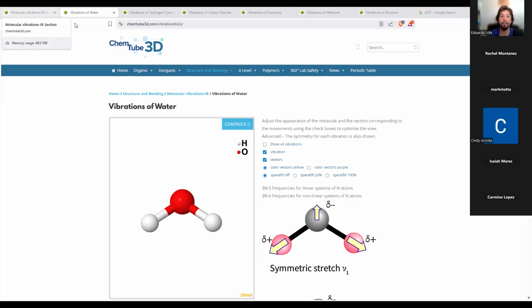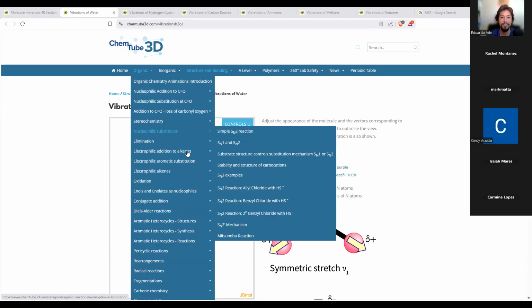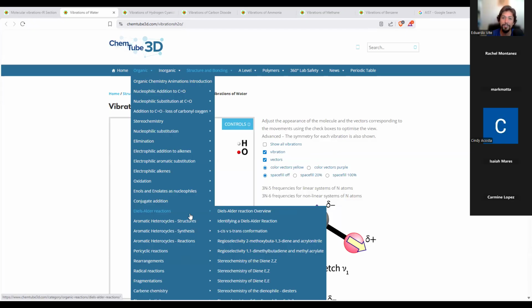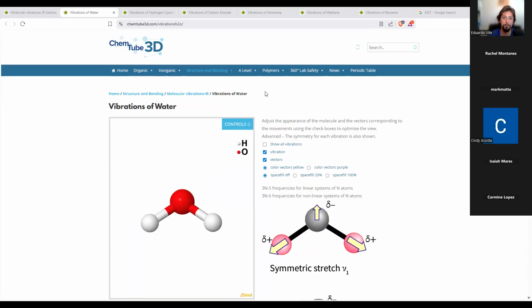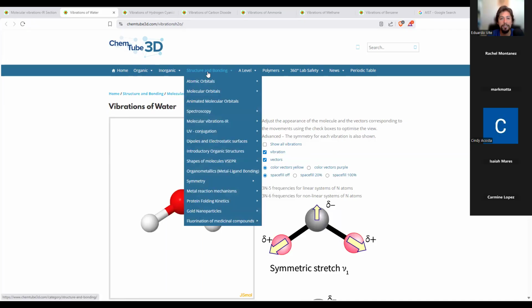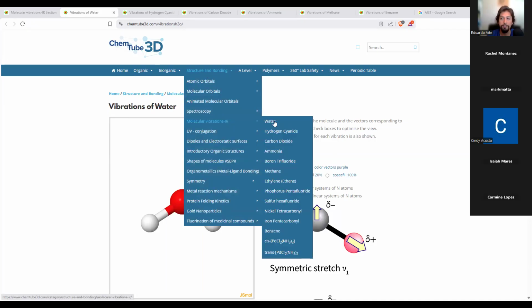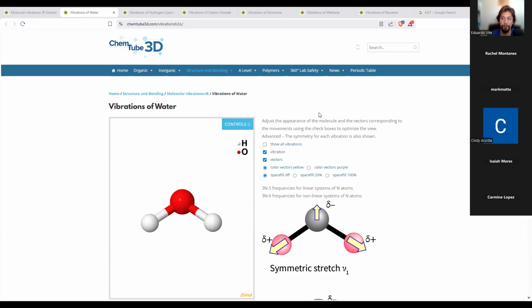This website is called CHEM223A, and it has different organic examples. So you can use this when you're learning your lectures, nucleophilic substitution, electrophilic addition, aromatic heterocycles. Next semester, you're going to do Diels-Alder reaction. You can use this website. I still use this website. If you click where it says structure and bonding, and you scroll down to where it says molecular vibrations, you will see there's these example molecules, and you can see their vibrations and see their wave numbers.